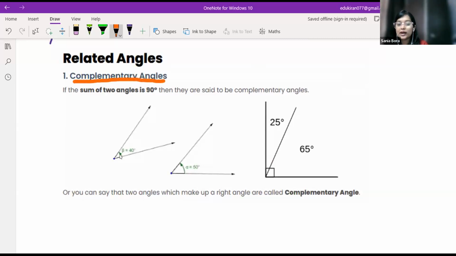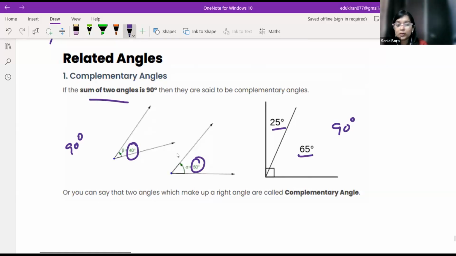That means, for example, these are two angles. I added 40 and 50, so my sum is 90 degrees. Here also I added 65 and 25, and I got 90. When you add two angles and the sum comes to 90 degrees, they are complementary angles. If the sum of two angles is 90, then they are said to be complementary angles.